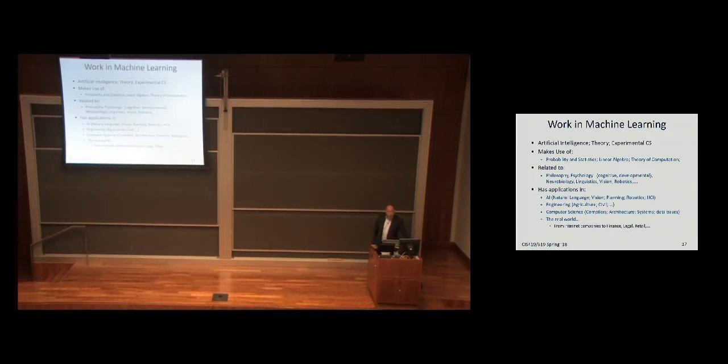It's related to many, many things: philosophy, psychology, linguistics, many other areas, and of course it has applications everywhere. Not only in AI, where most of the examples I've given are from natural language, vision, planning, robotics, human-computer interaction, all of which are core. But outside AI, general engineering, general computer science, architecture, compilers, systems, all make use of machine learning techniques today. And of course, the real world, from internet companies to finance companies, legal, retail, you name it. All of them begin to use machine learning techniques one way or another, and all of them want to use more machine learning techniques.